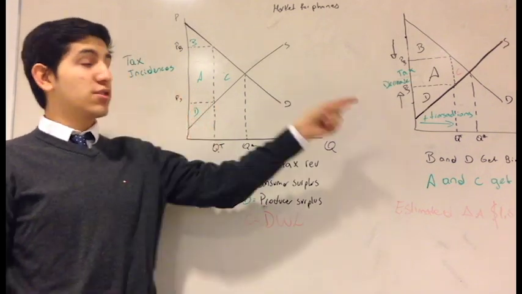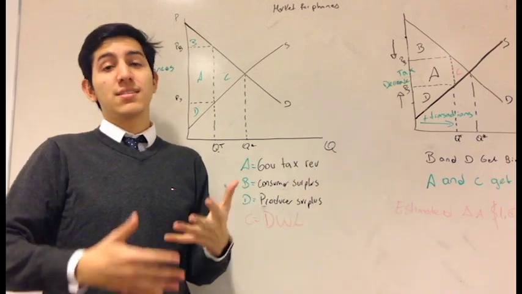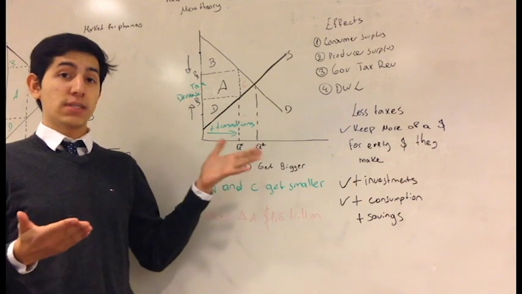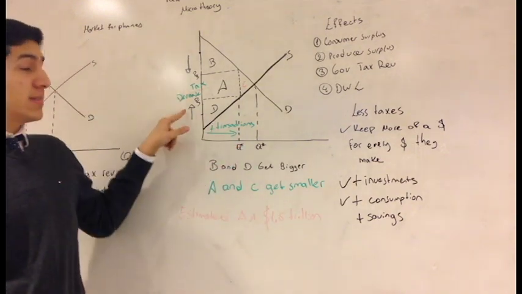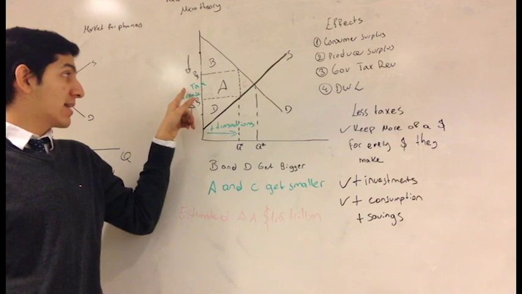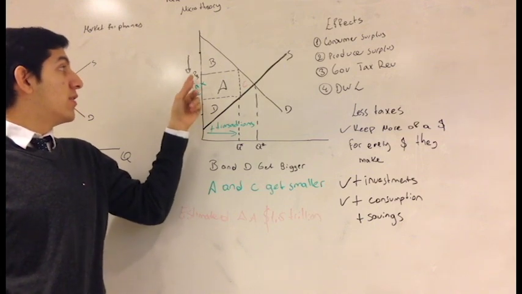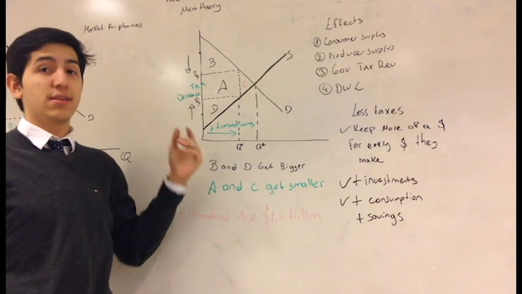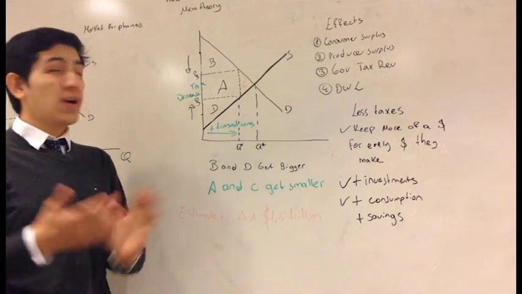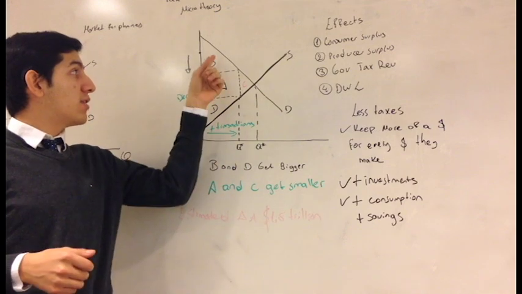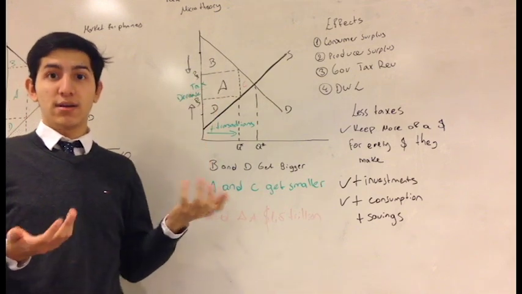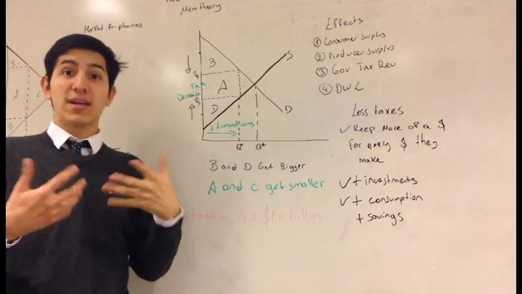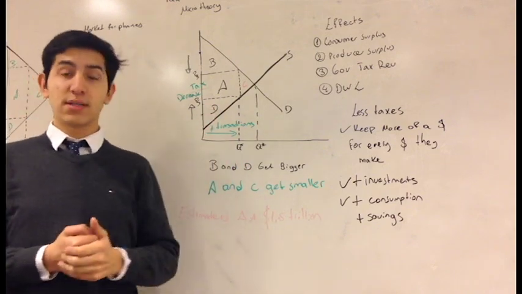Now we're going to move to the next graph to see what happens when there's a tax cut. In this graph, the first thing that we can notice is that the two prices here change when the tax is cut. First, the price that buyers pay gets smaller and the price that sellers receive increases. So what does that mean? It means that areas B and D will get bigger. Consumers will get a bigger consumer surplus and producers will get a bigger producer surplus.